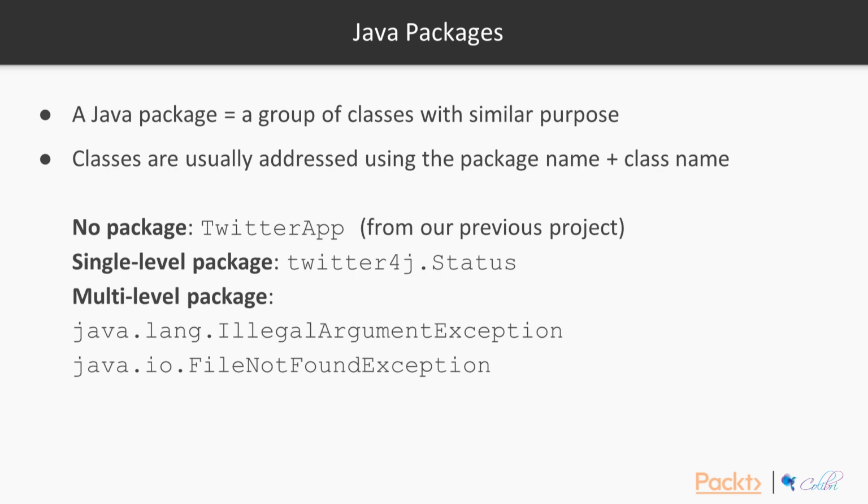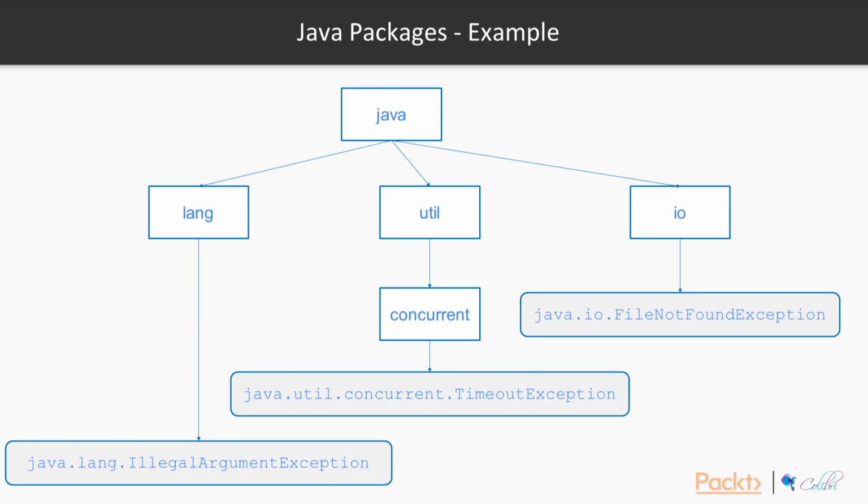As an example, we have two exception classes, IllegalArgumentException and FileNotFoundException. The first of which is situated in the lang subpackage of the java parent package, while the second one is situated in the io subpackage of the same parent. On this slide, you can see some of the classes that you might be familiar with that are falling in completely different packages inside the JDK API.